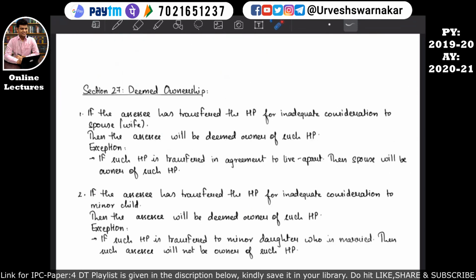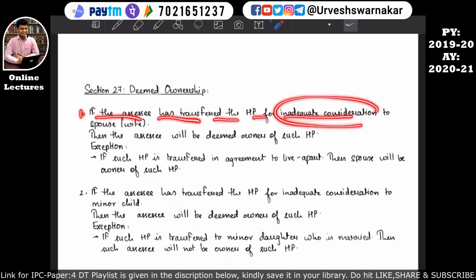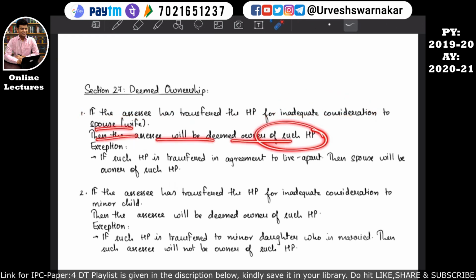So the last point that is remaining in this chapter, income from house property, is section 27, deemed ownership. So let's read it. You have already studied this, so you won't find it difficult. The first point says that if the assessee has transferred the house property for inadequate consideration, that means without any consideration, to the spouse, then the assessee will be the deemed owner of such house property. And in that earlier chapter we have studied that whatever income such wife or spouse receives will be clubbed in the income of the assessee who has transferred it, that means the transferor assessee. I hope this is quite clear.